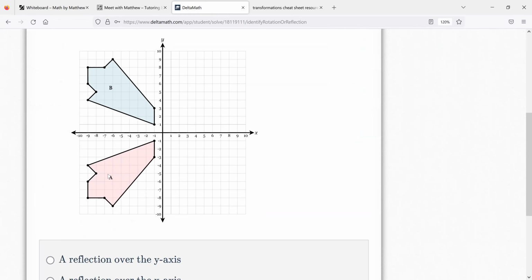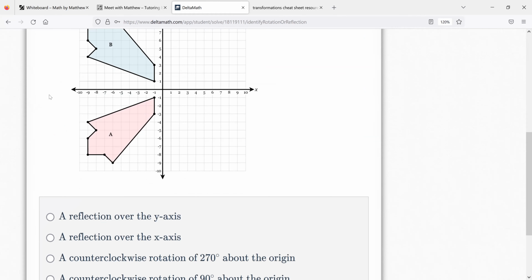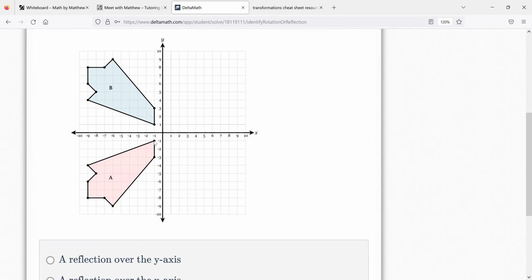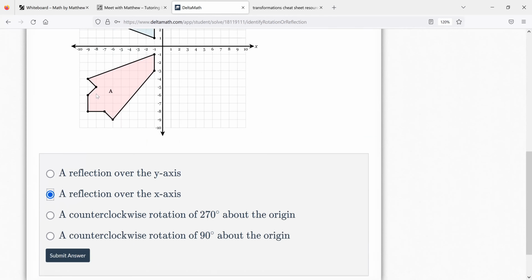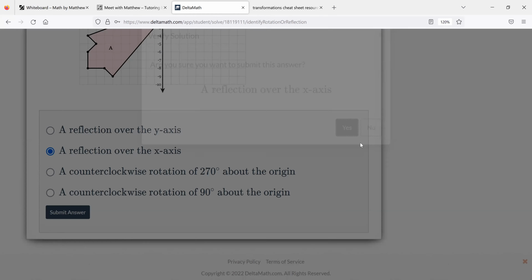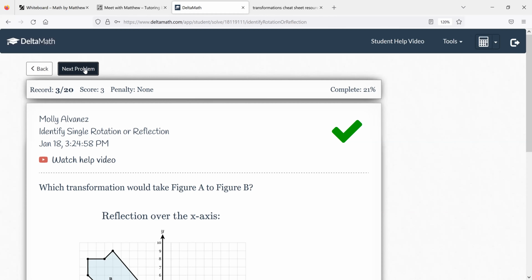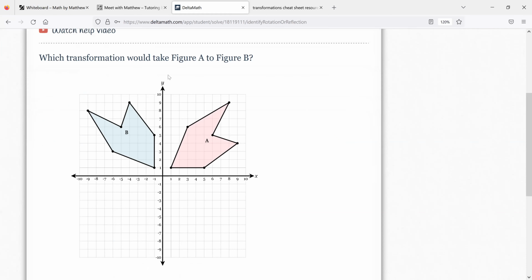Okay, A to B. Here's A, B is here. We should look at reflections first. See how this point here, top right, is like this one here. That looks reflected. Same thing here and here. That looks like it's reflected, but they all have to be reflected. So does this x-axis look like the mirror to you? Yeah, to me, it's a flip over the x-axis, a reflection over the x-axis. And I think we'll see that's correct here. Yeah, awesome.